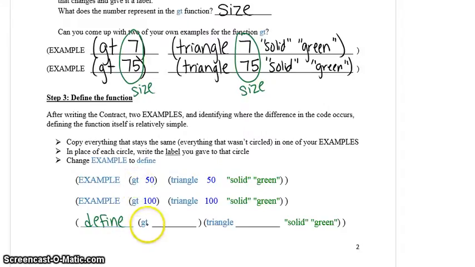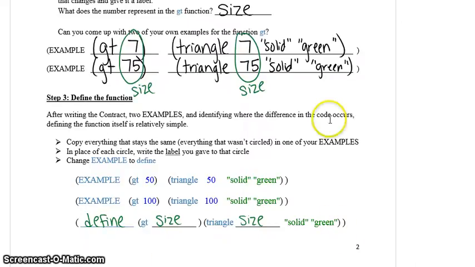GT stays GT, and instead of the specific number 50 or 100 or 7 or 75, we're using the variable, which is size. Close the parentheses, open the parentheses. We want to teach the computer that it needs to create a triangle, so triangle stays triangle. Instead of a specific number, we're using the variable size. Solid stays solid, green stays green, close the parentheses, and then of course the whole line of code needs its parentheses closed. So that is our definition.